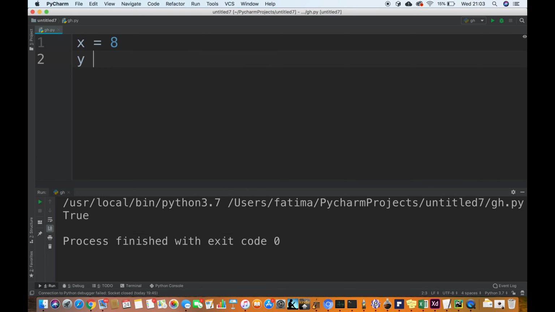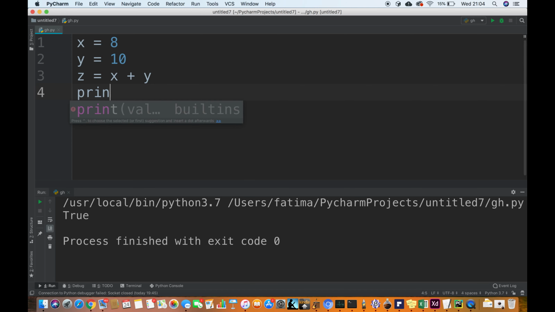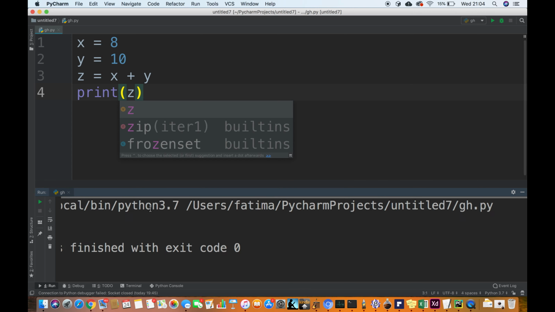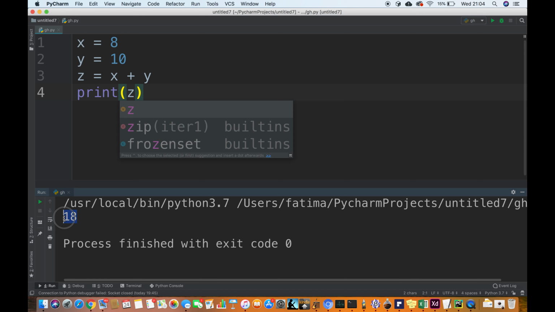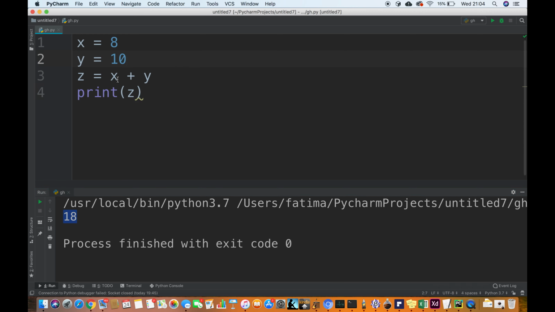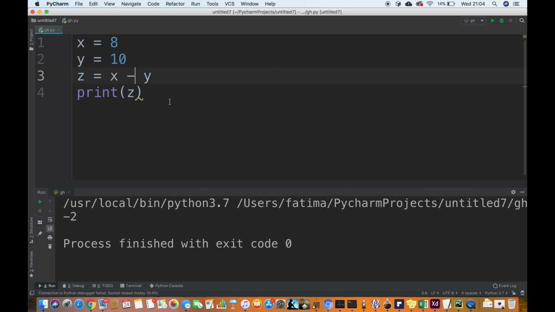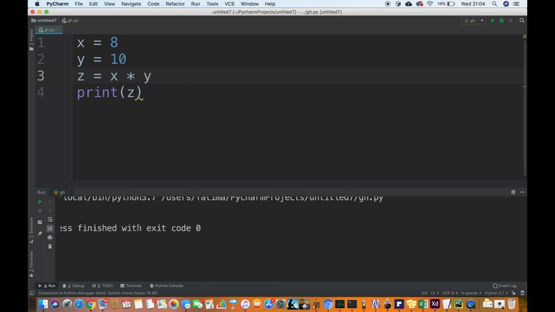And y equals 10, and I'll say print z, and let's run this. It gives me the answer 18. So I'm just using the operator x plus y. Then x minus y, and it gives me the answer minus 2. If I want to get the product of x and y, I can say x multiplied by y equals z. I'll just print that, and it gives me 80.